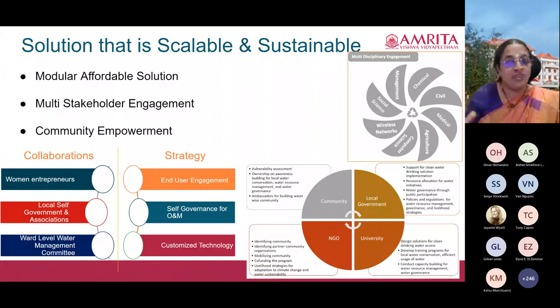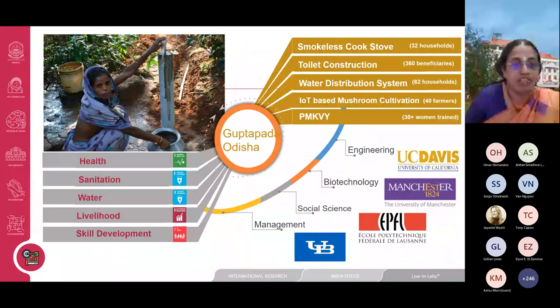And how we have done this is, we are working in multidisciplinary teams and engaging with multiple stakeholders from local government, community, NGO, and university, and collaborating with women entrepreneurs, local self-government association, ward level water management committee, and strategies, end-user engagement, self-governance, customized technology to provide modular affordable solutions, multi-stakeholder engagement, and community empowerment.